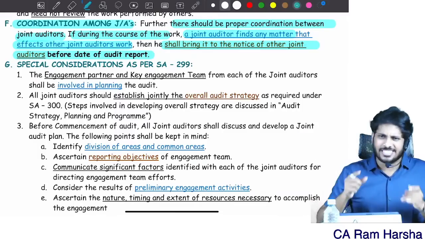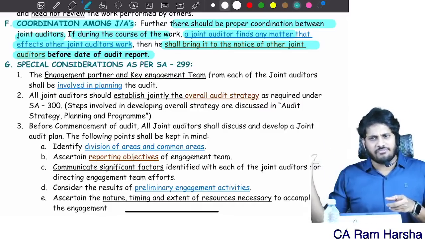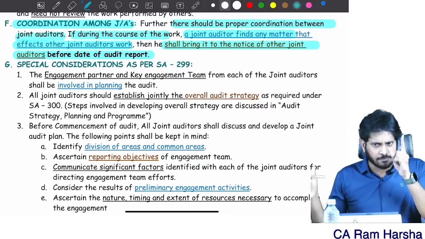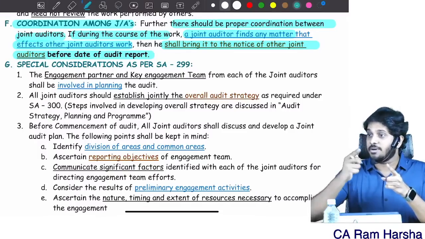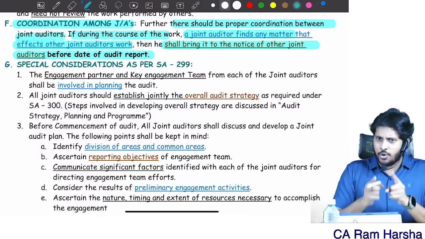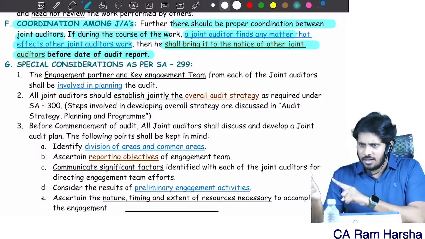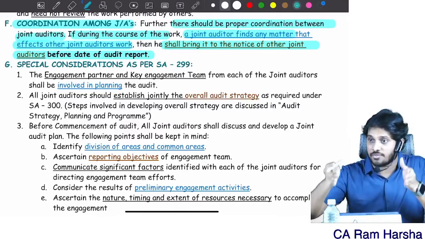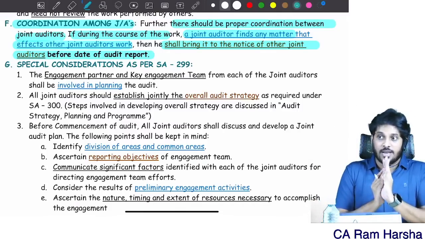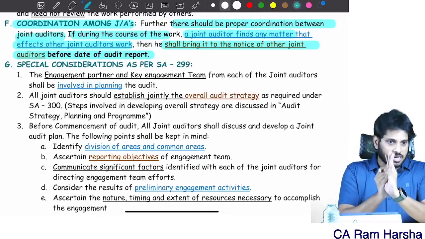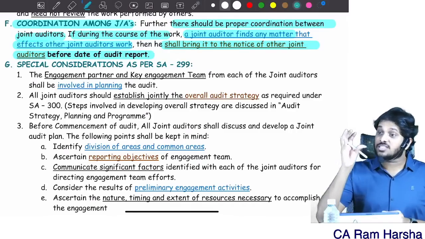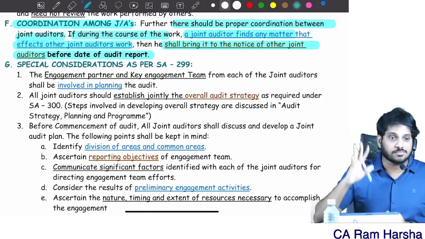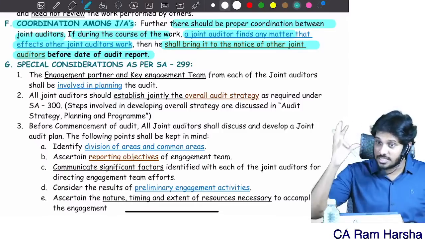You clear? In the same way, if other joint auditors find something relating to you, something that is affecting you, they should also come and report. That doesn't mean you are responsible for his work. No. Is he responsible for your work? No. So this is called division of responsibility. So joint auditors will have a separate individual responsibility, but there are some works which cannot be divided.